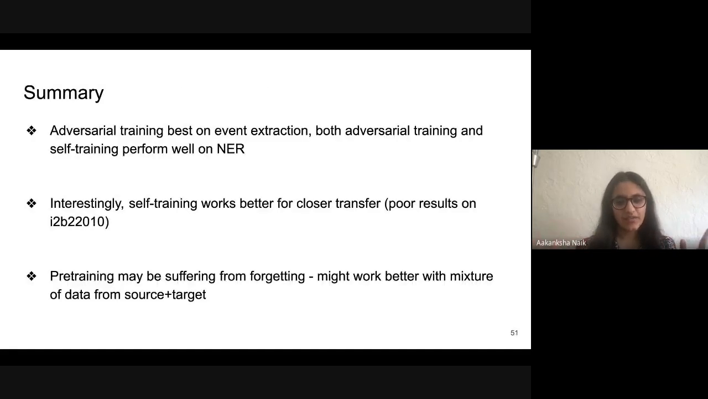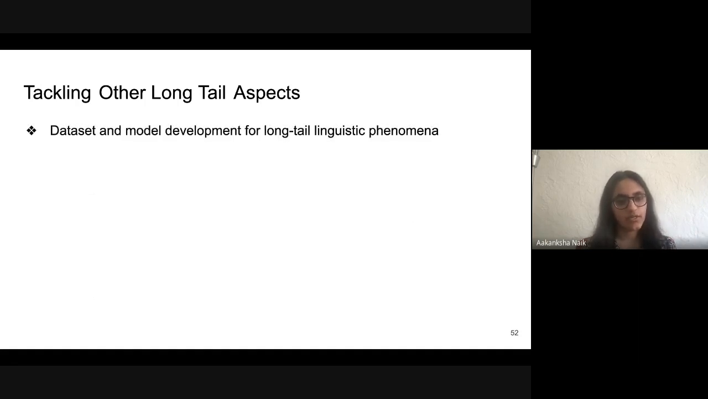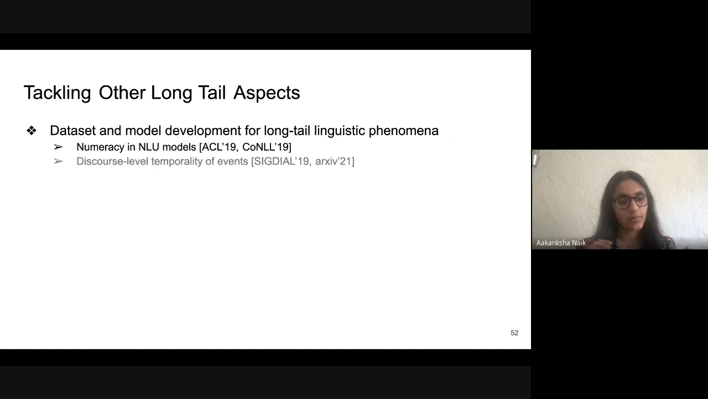So yeah, that's basically what I wanted to cover in terms of our work on adaptation to long tail domains. Aside from that, there's also some work I've done looking at the other research gaps that I mentioned at the beginning of the presentation, which look at other aspects of the long tail. So we've done some work on developing data sets and models for long tail linguistic phenomena. Under this umbrella, I've looked at numeracy in NLU models as well as temporality in the context of event extraction, especially at the document level.